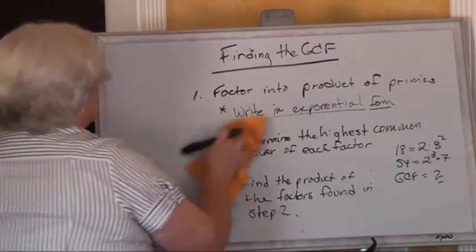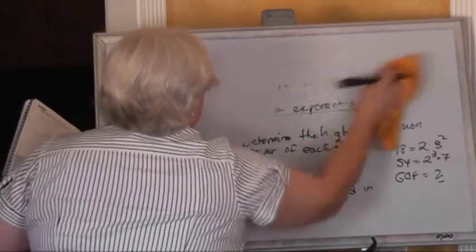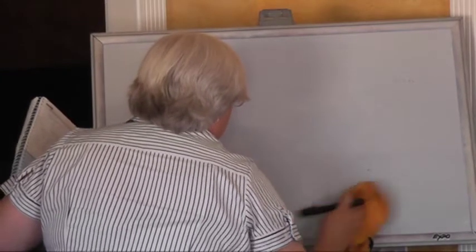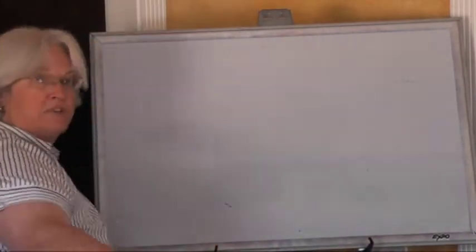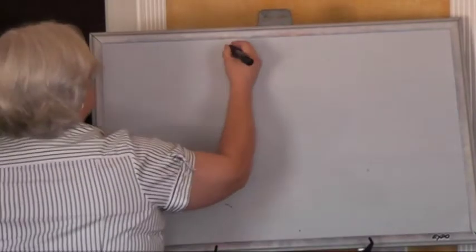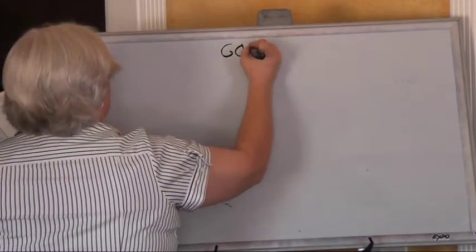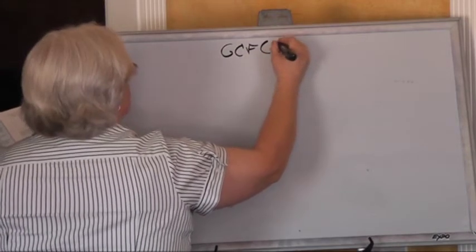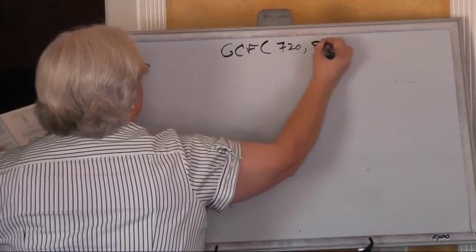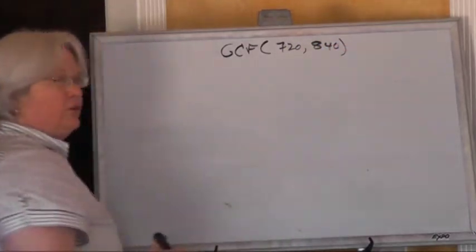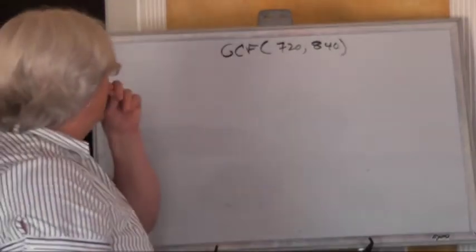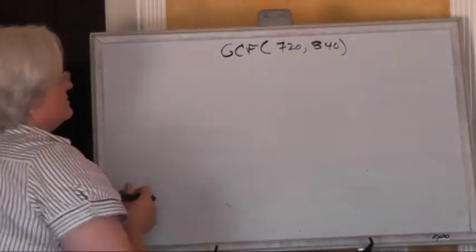Let me go ahead and do example number 2. In the book, they use the upside down division, so I'm going to use factor trees. We want to find the GCF, the greatest common factor of 720 and 840. Now your text doesn't use this notation, but that's what this means. It just means find the greatest common factor of these two numbers.